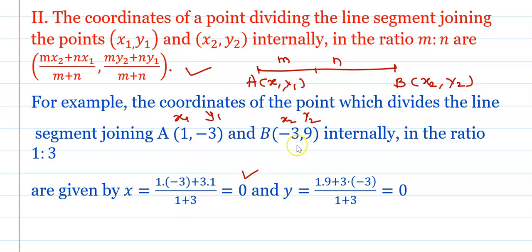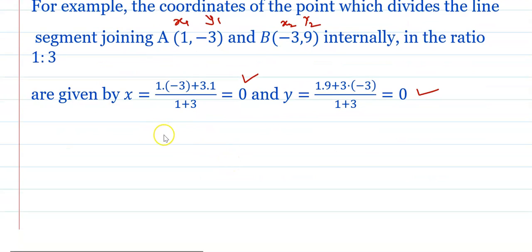What about the next point? That is my2, okay, 1 into 9 here, and ny1. Okay, 3 into minus 3. 3 into minus 3, minus 9 plus 9, that makes 0. That is 0 upon 4. And overall you will get here 0. Therefore the point of division here is 0 comma 0.